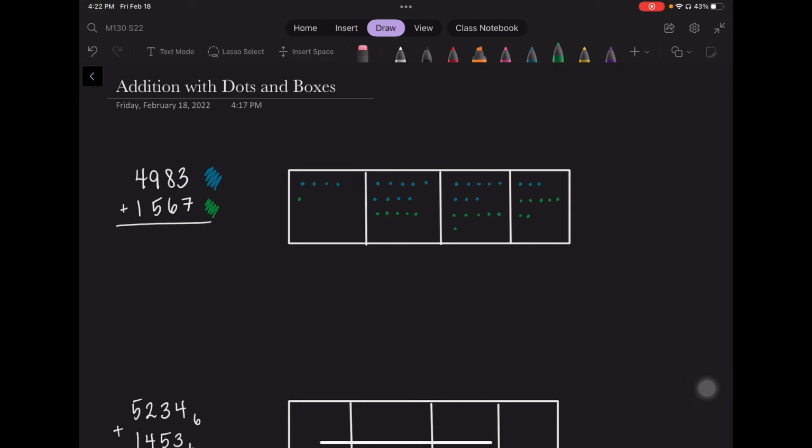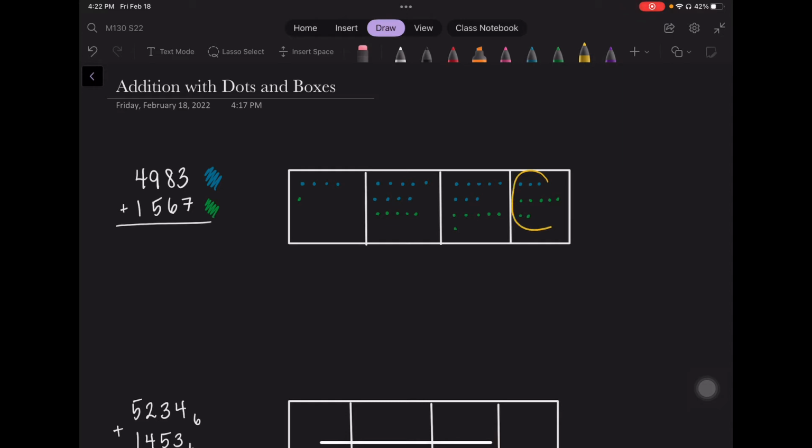My number, 4,983, you have to think about place value here. Remember the rule, whatever your base is, you can't have that many dots in an individual box. You can only have one less than that. So if we're in base 10, the most number of dots we can have in a simplified complete answer is 9. So looking at this first box, I have 1, 2, 3, 4, 5, 6, 7, 8, 9, 10.